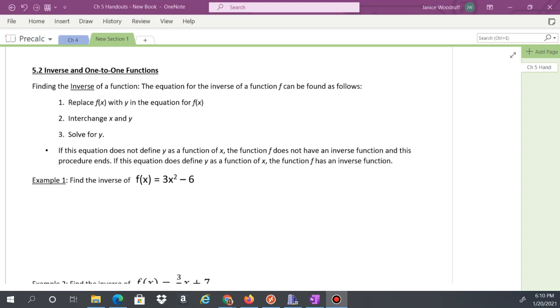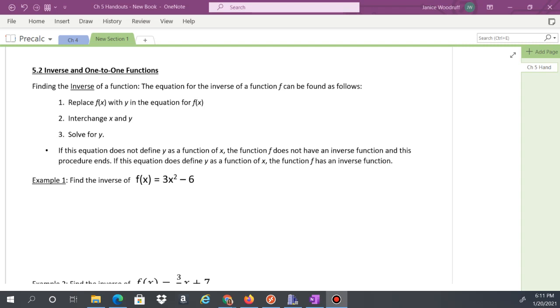5.2 is also review. Do you guys remember how to do inverse? Switch the x and the y. Solve for y. Okay, that's your inverse. So f of x stands for y. So if you have f of x, make that a y. Then you switch the x and the y and then solve for y.